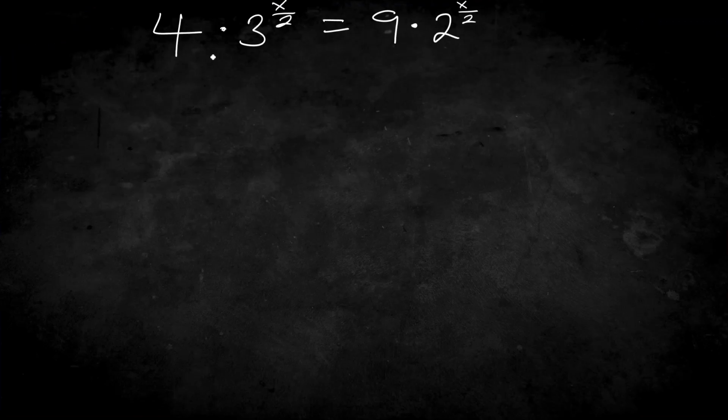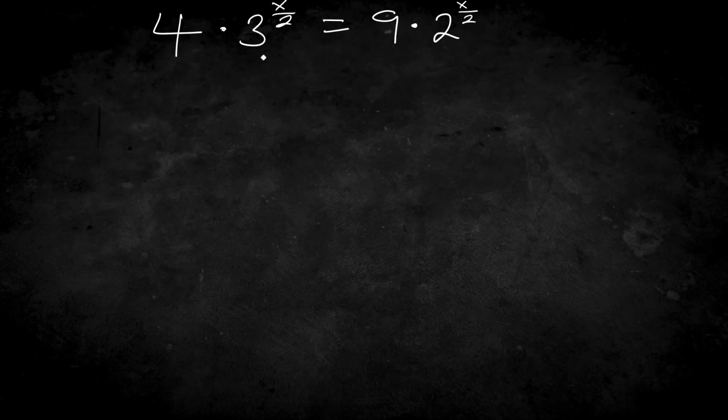All right, let's solve this question together. We are given 4 times 3 raised to x/2 equals 9 times 2 raised to x/2. All right, so we have something in common here. The powers here are equal. So let's do something to this. Let's group those without powers here.